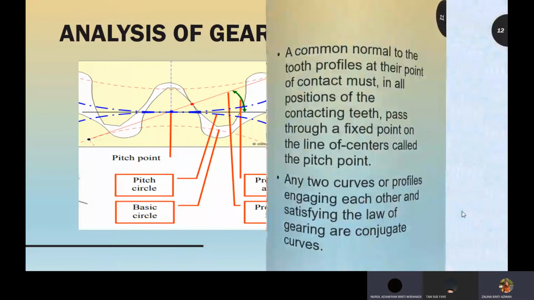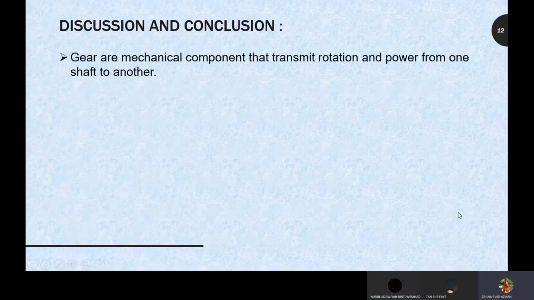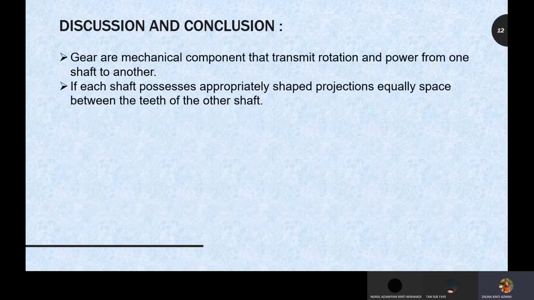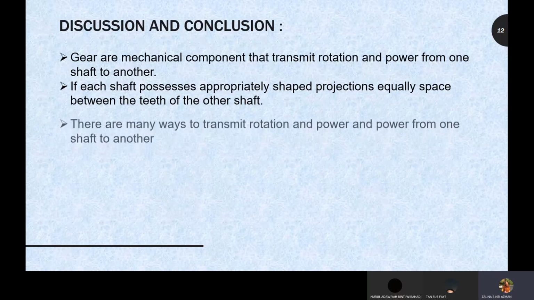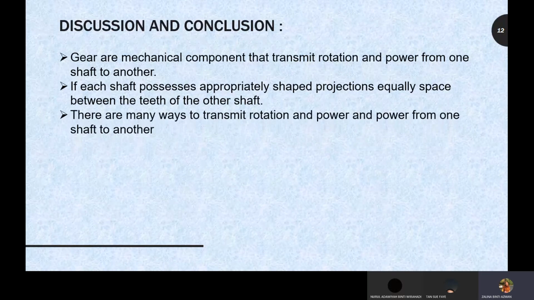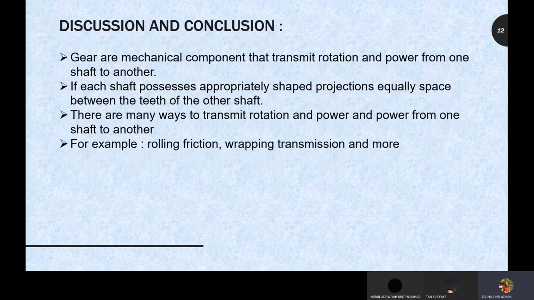Now we move to discussion and conclusion. First, gears are mechanical components that transmit rotation and power from one shaft to another. Second, each shaft possesses appropriately shaped projections equally spaced, which fit between the teeth of the other shaft. Next, there are many ways to transmit rotation and power from one shaft to another, for example, rolling friction, wrapping transmission, and more.